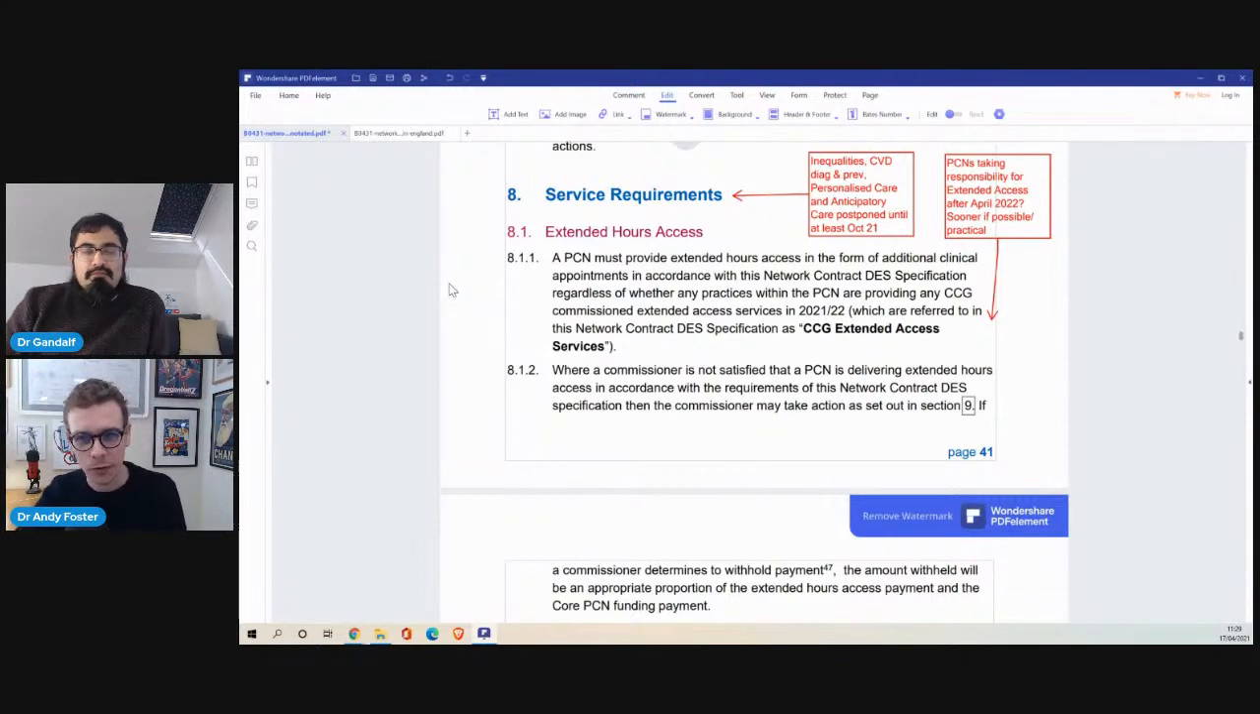And those areas were tackling inequalities, cardiovascular disease diagnosis and prevention. There was something around personalized care and personalized care plans, and around anticipatory care and end of life care. And those are not being imposed yet, I think normally because of the COVID pandemic and vaccination drive, which are obviously ongoing at this point in time.